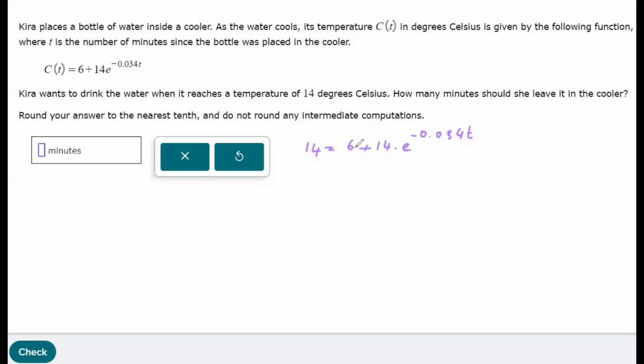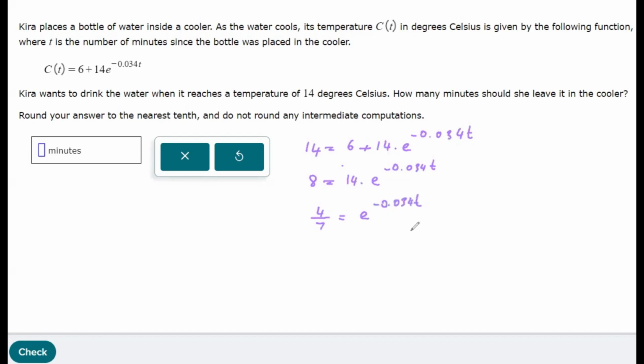So maybe I should remove this 6 first, because I cannot just convert this exponential form into logarithmic form yet. I'll subtract 6 from both sides. If I subtract 6 from both sides, you get 8 equals 14 times e to the negative 0.034t. Now we can remove this 14 by dividing both sides by 14. If I divide both sides by 14, you get 4 over 7, simplifying 8 over 14. So that will be equal to e to the negative 0.034t.